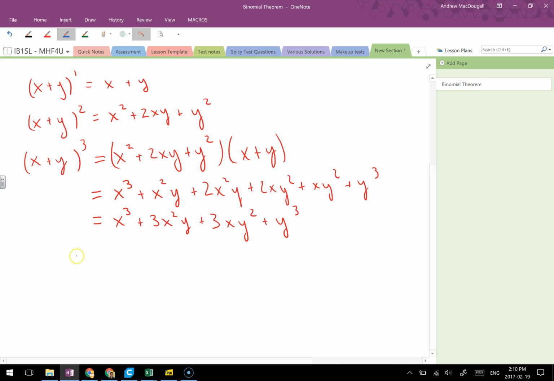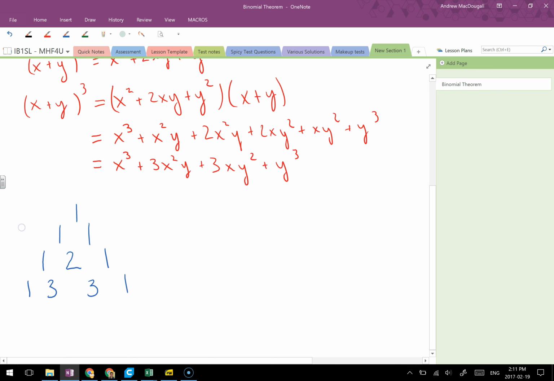Now if you're on an inside position, you add the elements above it. So 1 plus 1 is 2. Outside is 1. 1 plus 2 is 3. 2 plus 1 is 3. And let's do one more for good measure: 1, 4, 6, 4, 1.